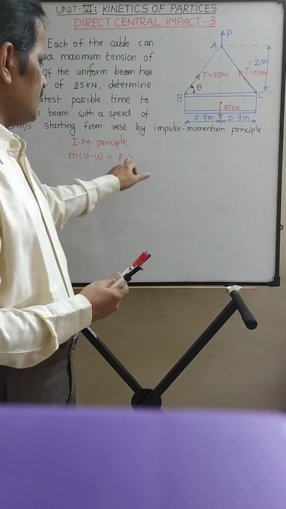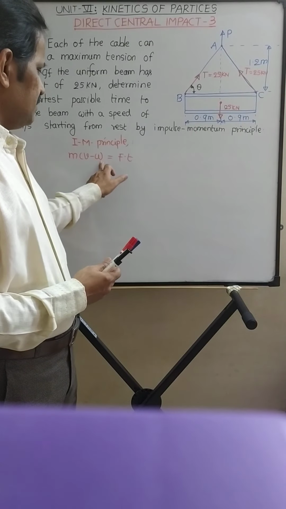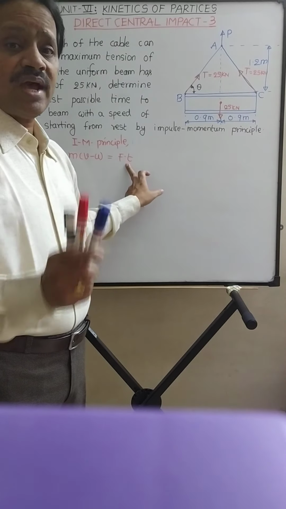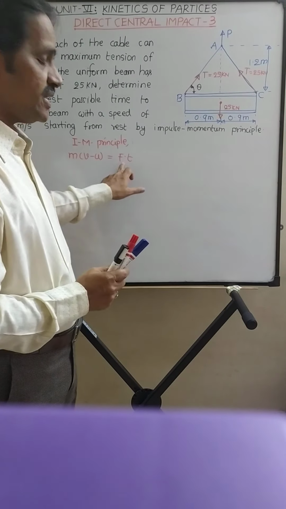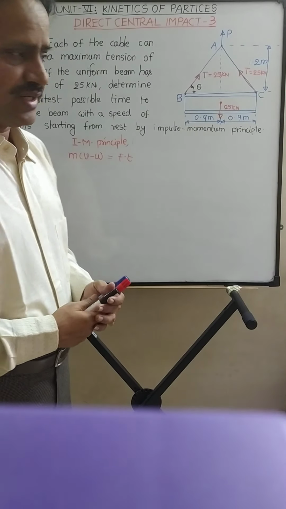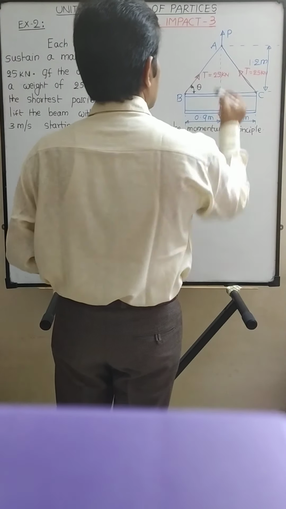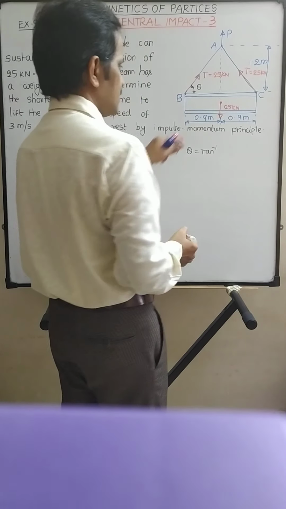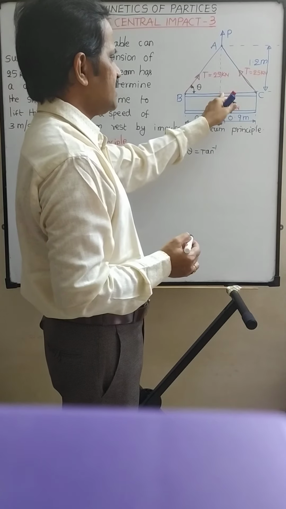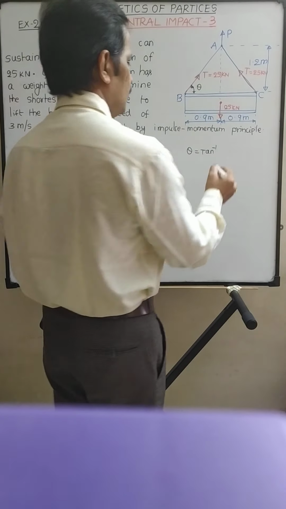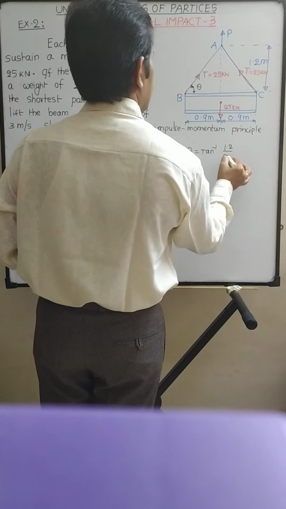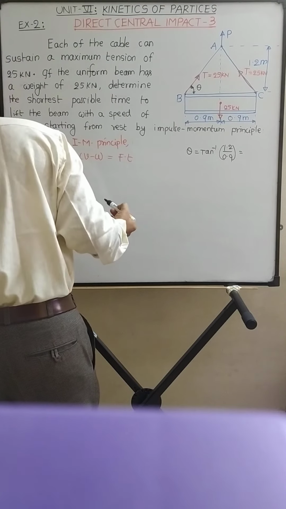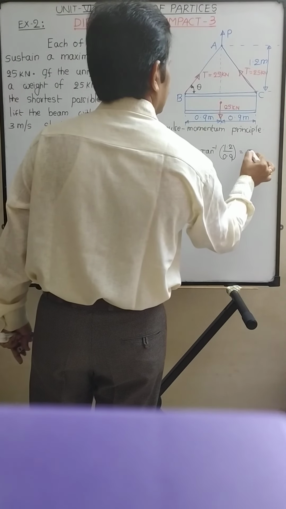So here change in momentum is equal to impulse. If the momentum is changing in a vertical direction, then the impulse will also act in a vertical direction. For that you have to find out the resultant force in vertical direction, right? So from geometry, theta is equal to tan inverse of opposite side by adjacent side, that is 1.2 by 0.9. So that is 53.13.